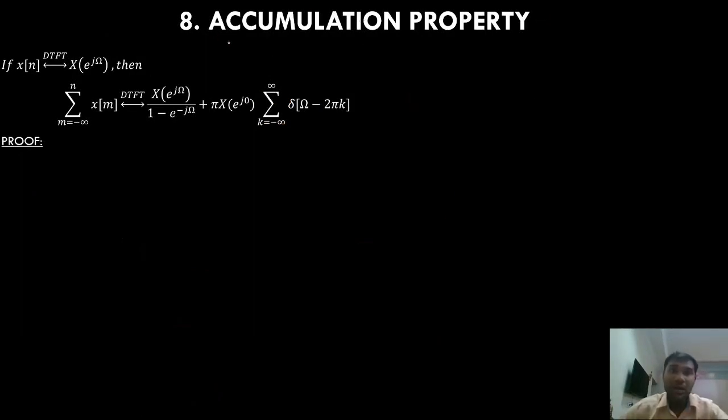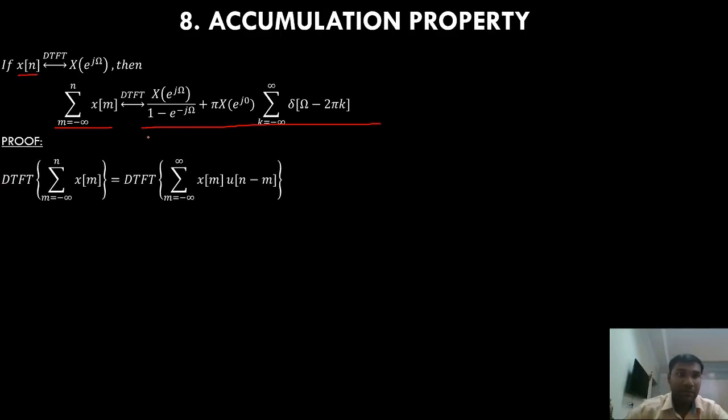The next one is the accumulation property. This is equivalent to integration in the time domain. Since my time domain signal is discrete, I cannot integrate, so I am accumulating. That is summation, m from minus infinity to n of x of m, as the DTFT. That's what we are going to prove now.